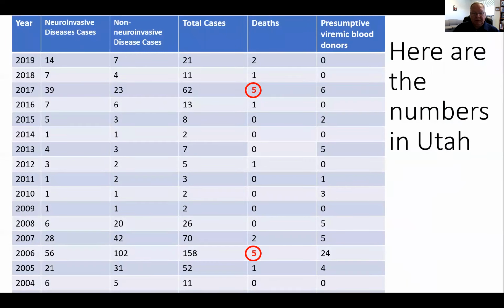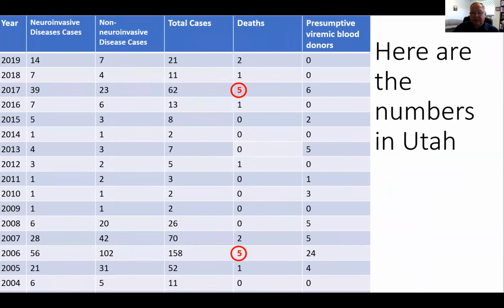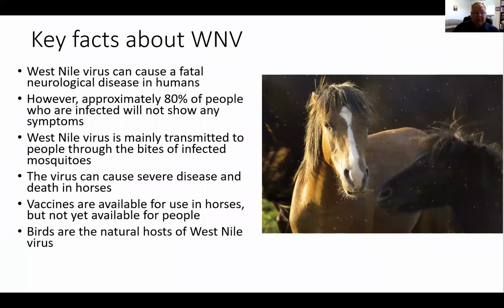Seems to me that the virus becomes a little stronger, causing more severe issues as we move across. Okay. Some other key facts about West Nile. It can cause a fatal neurological disease in humans. However, approximately 80% of people who are affected will not show any symptoms.